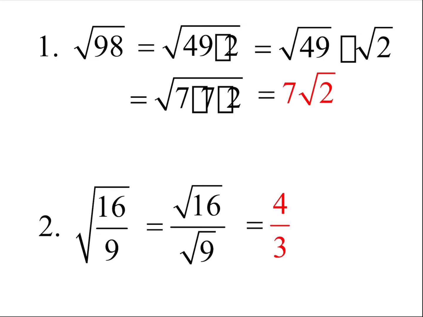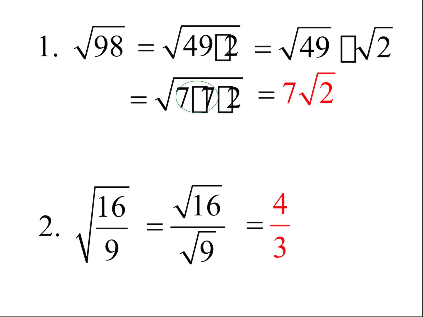For number 2, I've got the square root of 16 over 9. Most of you go, okay, well, that's 4 over 3. But the reason that I can do that is because it's the same thing as taking the square root of 16 over the square root of 9, which we both know the values of, which are 4 and 3. Does that make sense? Okay.